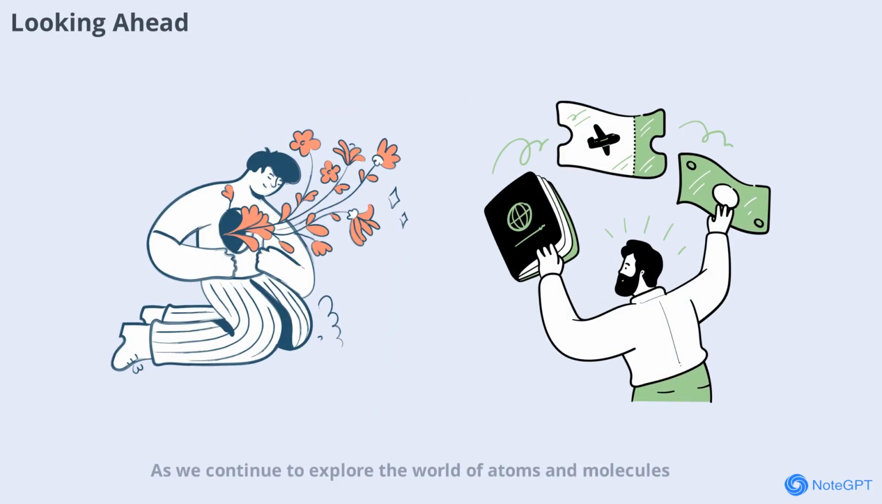As we continue to explore the world of atoms and molecules, electronic configuration will remain a central concept. Whether you're studying chemistry, physics, or biology, understanding how electrons are arranged will help you unlock new discoveries and appreciate the complexity of the universe.